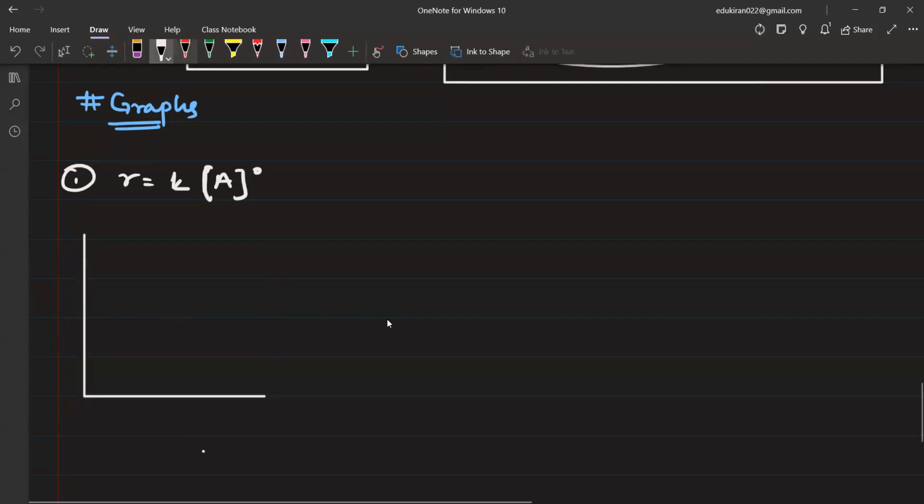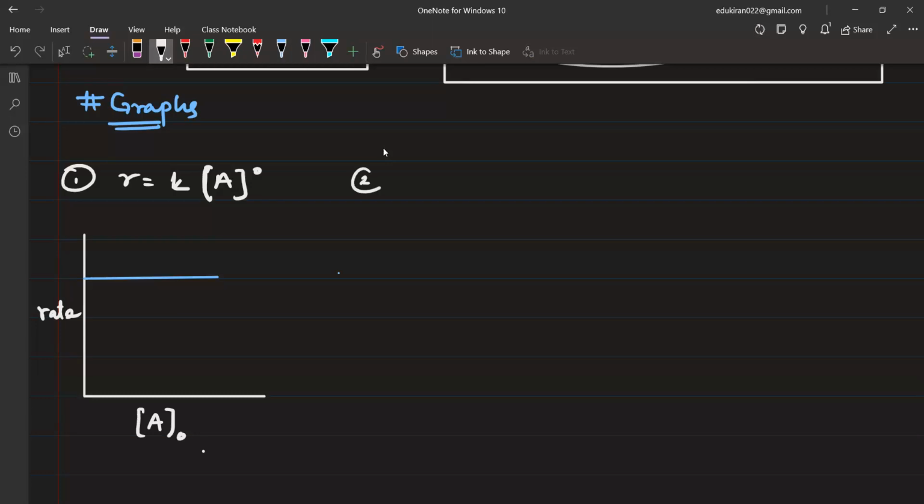That means if I talk about the initial concentration, whatever concentration you take for a reactant, the rate is not going to change. So the rate is not going to change for a zero order reaction. It will be constant.